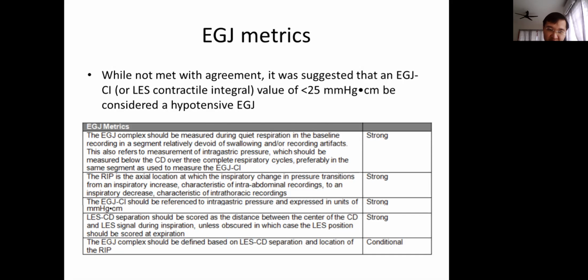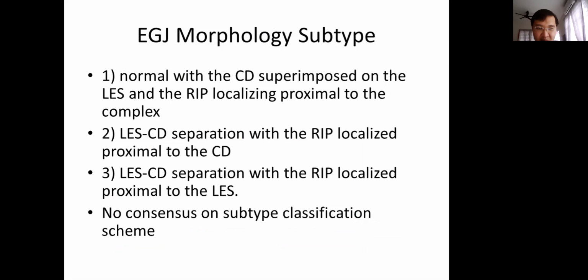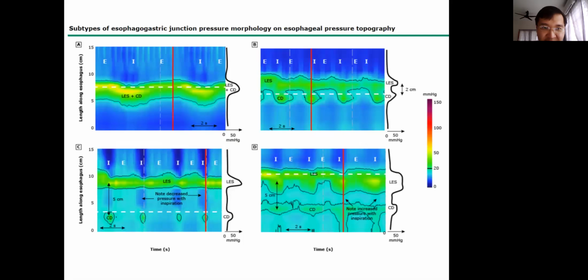So for example, we have gone through some of the data that we have done in USM, and at the moment, we couldn't really demonstrate that patients with reflux have a lower EGJ-CI compared to others. So they are not very certain about the significance of EGJ-CI at the moment. And perhaps in Chicago 5, they may incorporate it with more data later on.